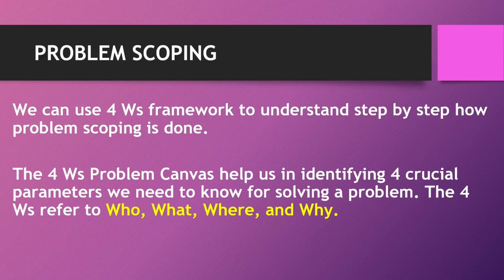Now, students, let us learn more about the first stage of the AI project cycle, that is problem scoping. We can use the 4Ws framework to understand step by step how problem scoping is done. And what are those 4Ws? They are who, what, where, and why. Yes, so let us understand the who block.